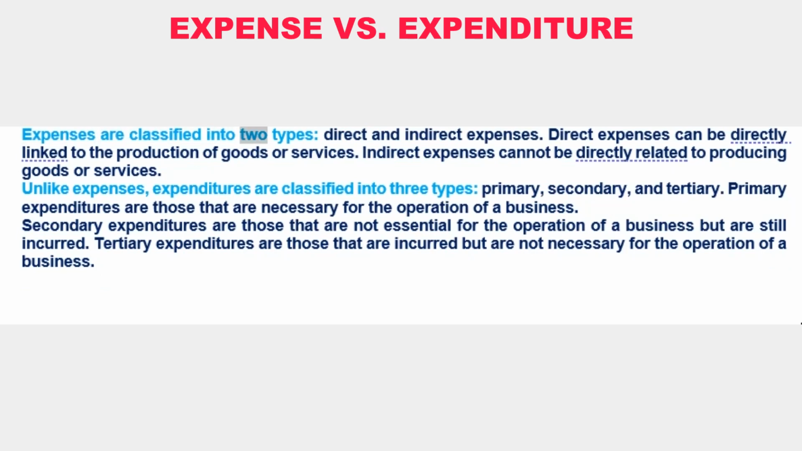Expenses are classified into two types: direct and indirect expenses. Direct expenses can be directly linked to the production of goods or services. Indirect expenses cannot be directly related to producing goods or services. Unlike expenses, expenditures are classified into three types: primary, secondary, and tertiary. Primary expenditures are those that are necessary for the operation of a business. Secondary expenditures are those that are not essential for the operation of a business but are still incurred. Tertiary expenditures are those that are incurred but are not necessary for the operation of a business.